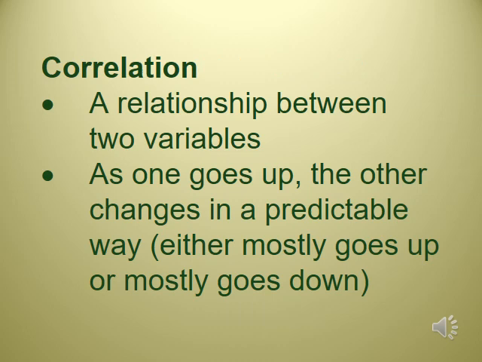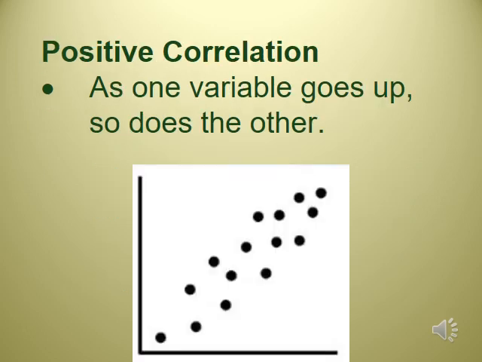So the topic of Chapter 9 is correlations. And I pointed out in the previous video that a correlation is just a relationship between two variables. Technically, what you're seeing is that as one thing goes up, the other changes in a predictable way. You can see if one thing goes up, does the other one mostly go up, or does the other one go down? There are two main types of correlations that we typically look at.